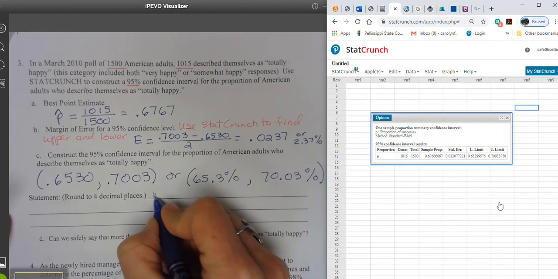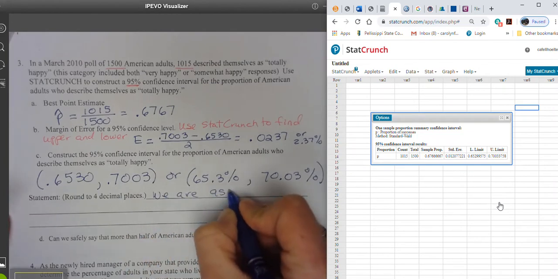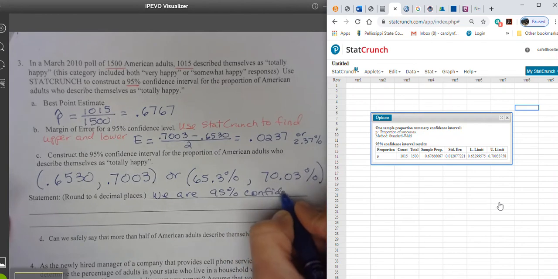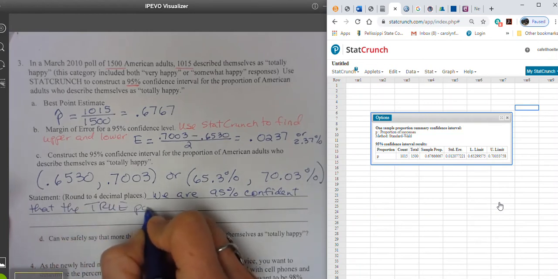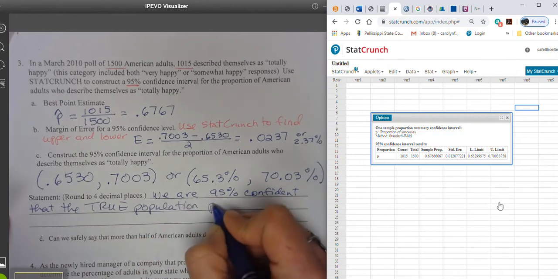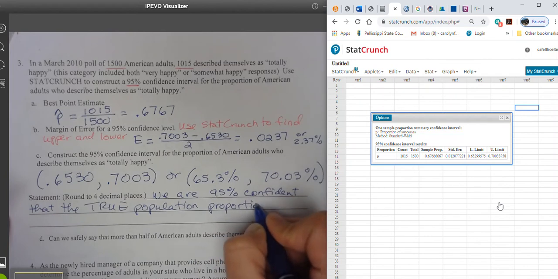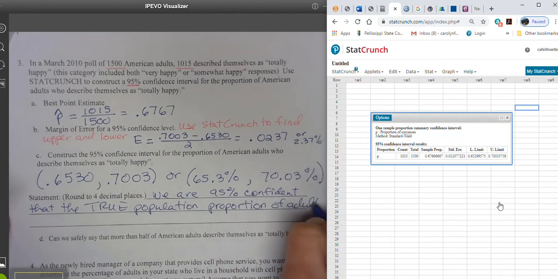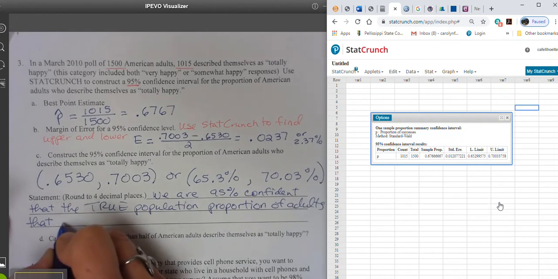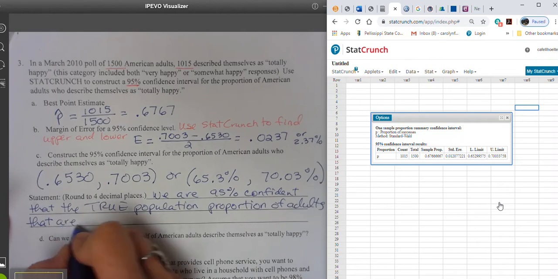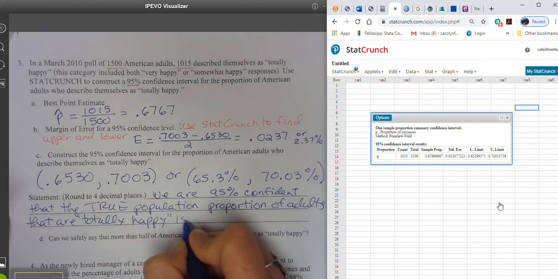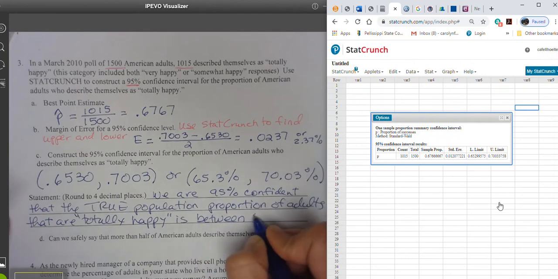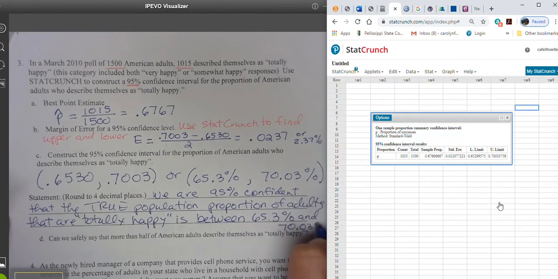So let's write it this way. Let's say we are 95% confident that the true population proportion or percentage of adults that describe themselves as totally happy is between 65.3% and 70.03%.